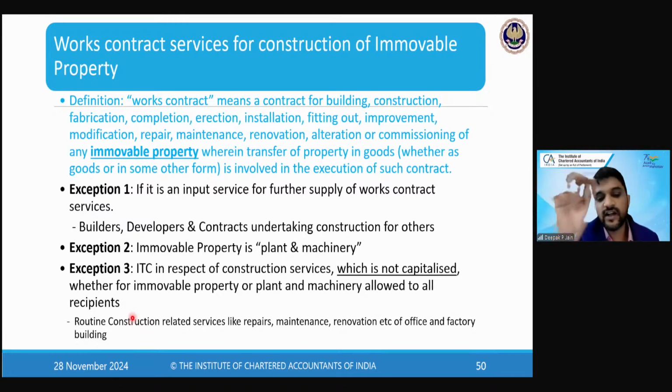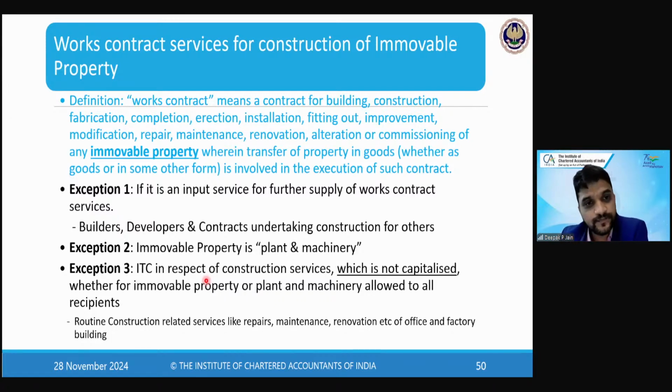So in a nutshell, what did we understand in terms of works contract? Works contract is a contract for building. Any works contract we take for construction of our office, credit is not available. Three exceptions. If it is an input service for further works contract supply. Second, if that works contract results in an immovable property for plant and machinery. Third is input tax credit in respect of construction services which is not capitalized, you will get the credit. Clear here? But in works contract, repairs and maintenance is included.